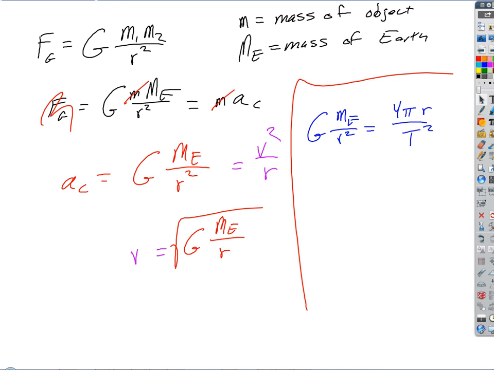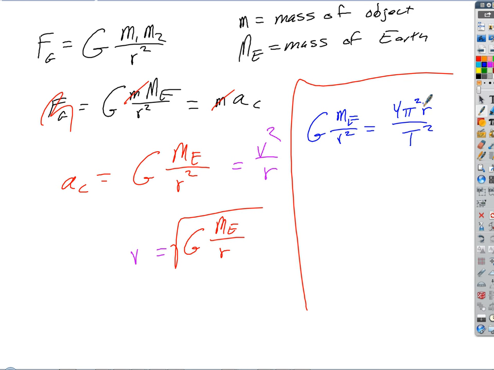Okay, so if I want to solve for t, what would I do? Well, it'd be 4 pi squared r. 4 pi squared, that's true. Okay, what could I do to both sides if I want to? Divide by, or, yeah, half.